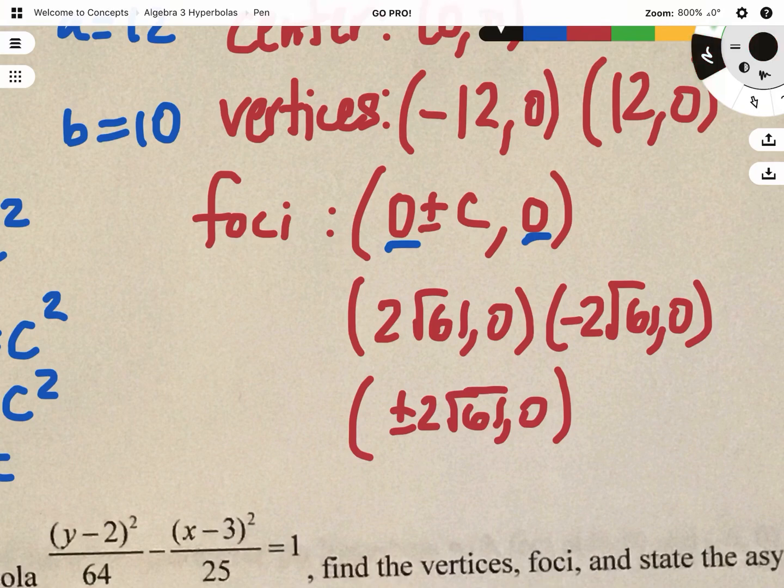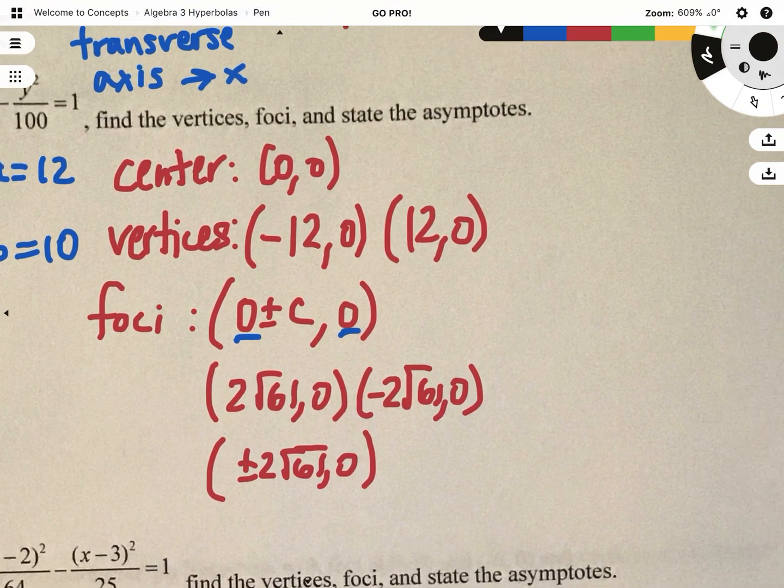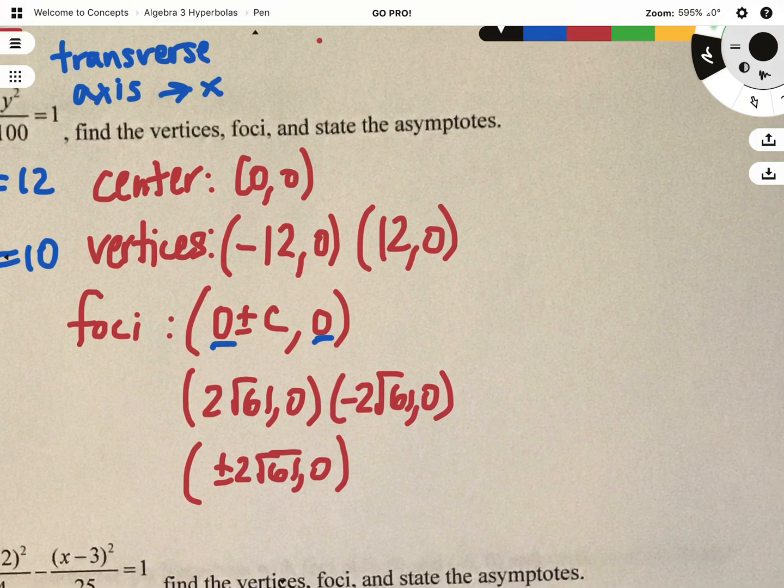When you're actually graphing this, I would use the decimal because that's going to give you a much better understanding of that coordinate. And I don't know what it is off the top of my head. Let's see, it's a little less than 8. So it's somewhere around 15-ish, maybe. Negative 15-ish.